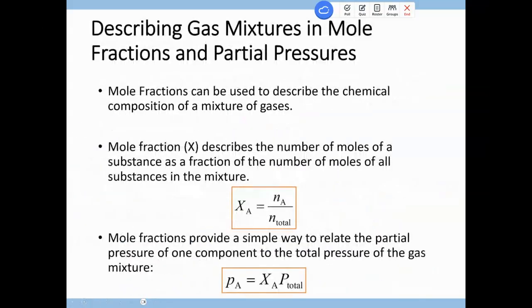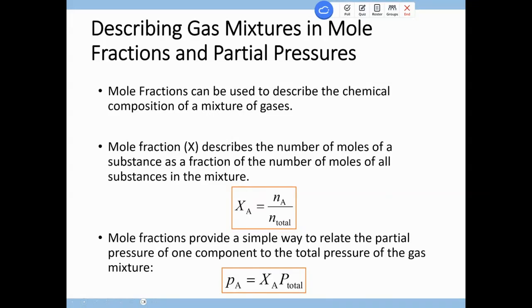So mole fractions can be used to describe the chemical composition of a mixture of gases. A mole fraction is represented by capital X. And the A here is just symbolizing we have some gas we're calling A. The mole fraction of that gas A is the amount of moles of that gas divided by the total moles. So this is implying we have a mixture. There's more than just gas A present. So the mole fraction is moles of A divided by total moles.